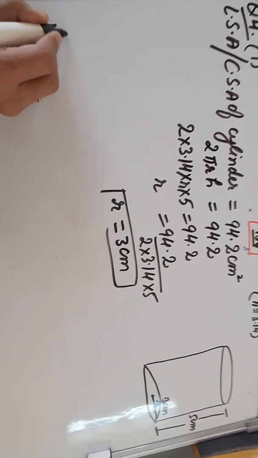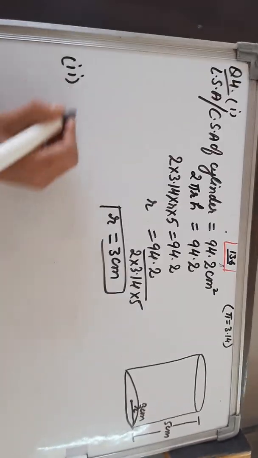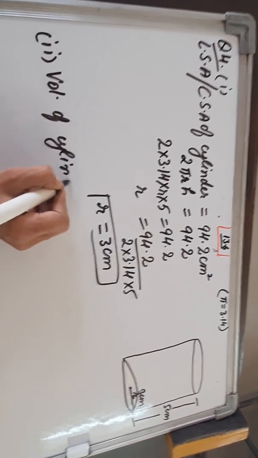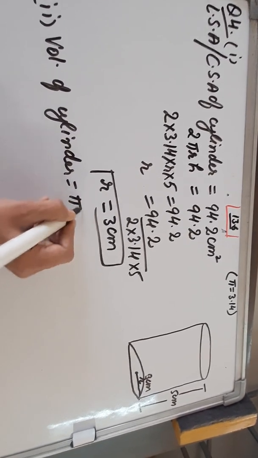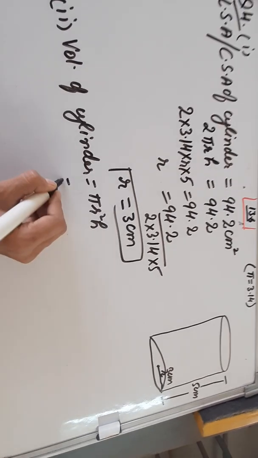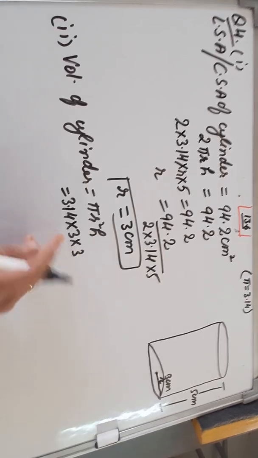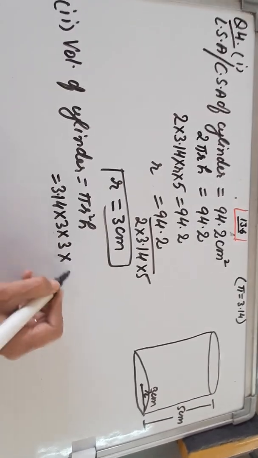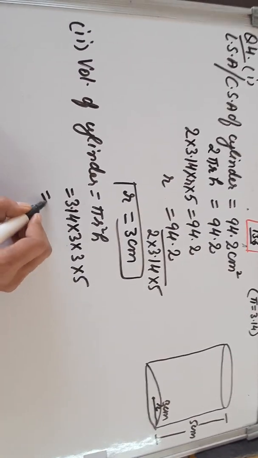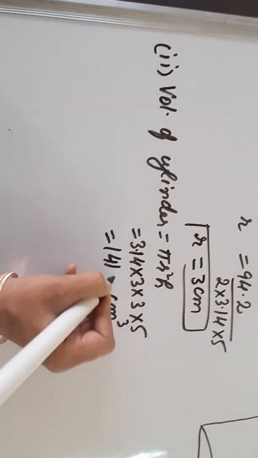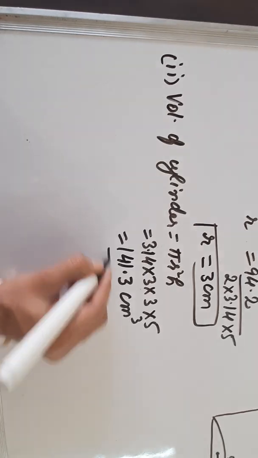Now dear students, in the second part they are just asking you the volume of this cylindrical container. So volume of cylinder, the formula is pi r square h. So again the question is very easy: 3.14. Now we have the radius also, so 3 multiplied by 3 into 5. By solving it, we'll get the volume of the cylinder, and the volume of the cylinder is 141.3 cubic centimeter.